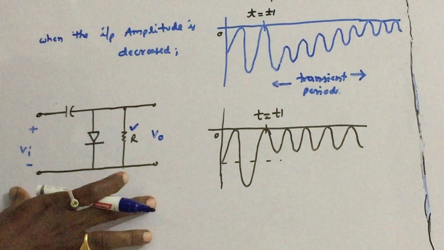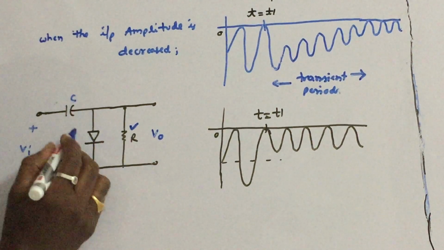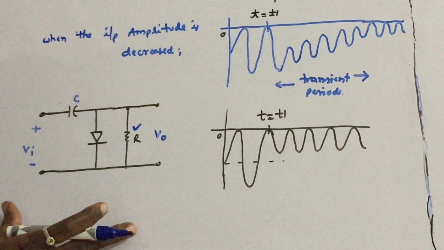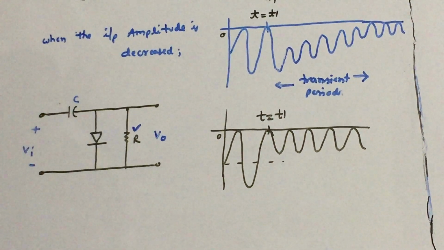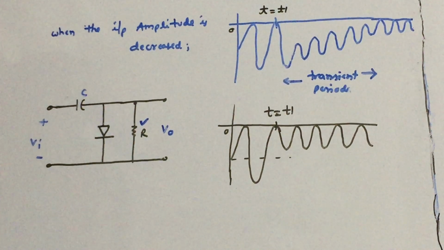So in practical circuits, we find a resistor across the diode in order to allow the capacitor to discharge when the input amplitude changes. This is the purpose of the resistor here. So this is about your modified clamper circuit.